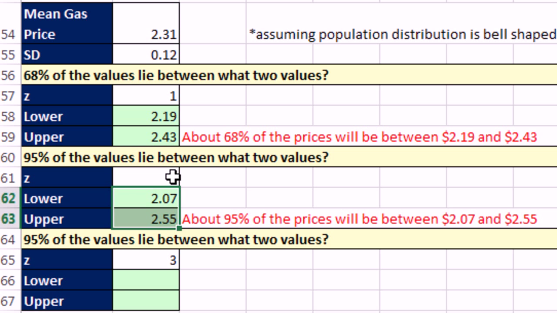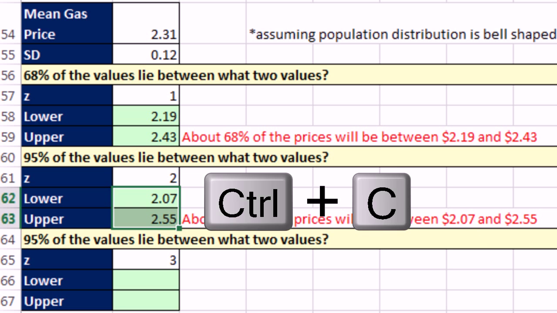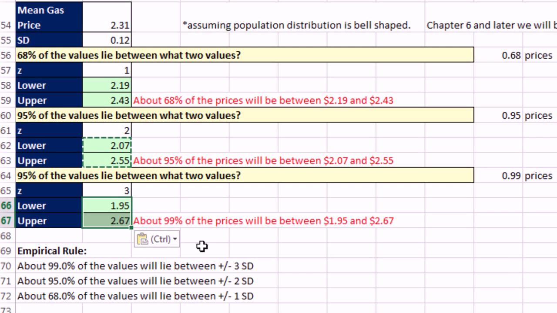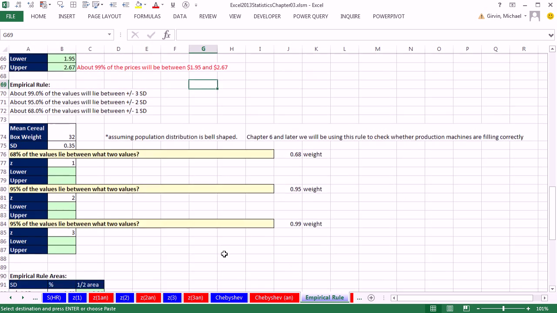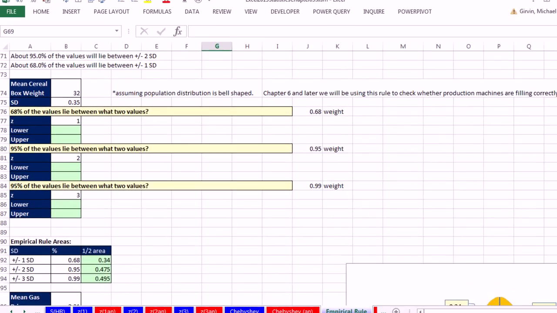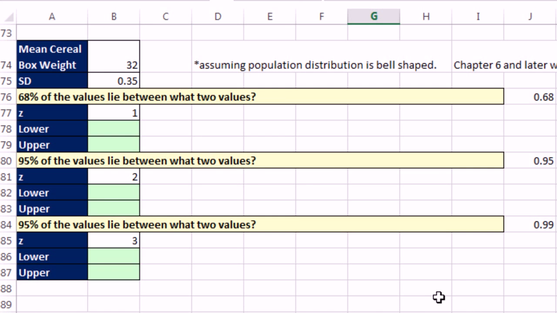So at 2 standard deviations, given our average of $2.31 with a standard deviation of 12 cents, about 95% of the prices should be between $2.07 and $2.55. Copy. Control V. So down here for 3 standard deviations, given our gas data up here, we would expect all of the values we encountered would be between $1.95 and $2.67. So that's gas prices.